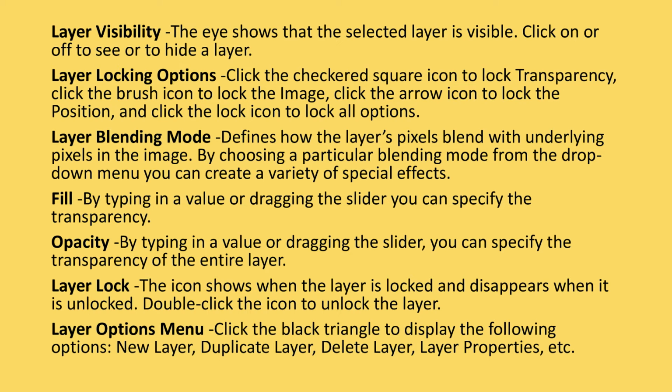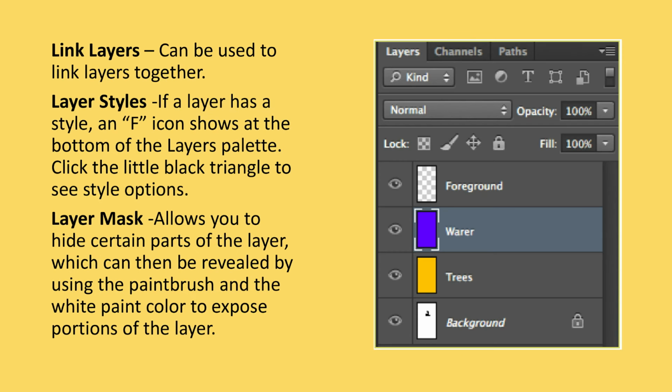Next is layer option menu. Click on the black triangle to display the following options: new layer, duplicate layer, delete layer, layer properties, etc. Some of the options are presented as icons at the bottom of the layer palette. Next is link layers. It can be used to link layers together.